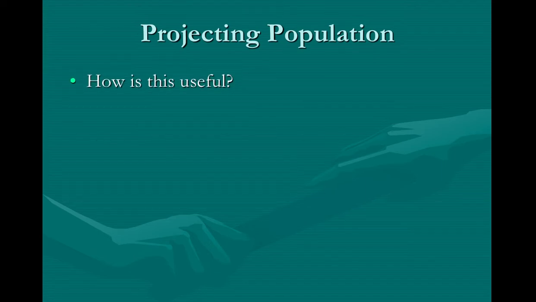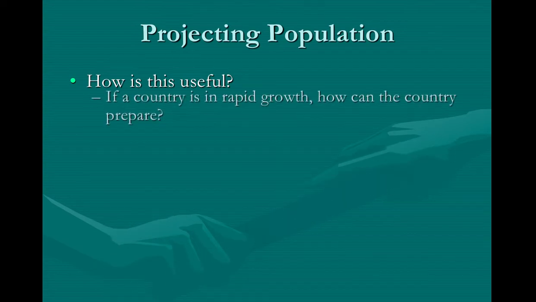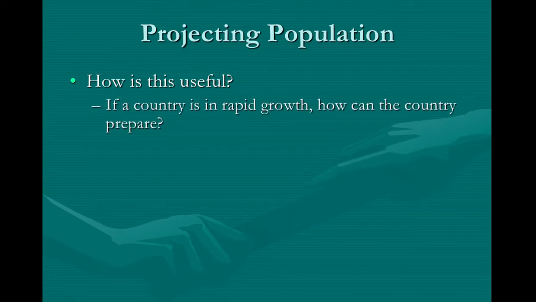So I'd like you to think for a moment, how is this information helpful? How can these population pyramids actually help demographers, politicians, economists, merchants, business people predict what is needed for a country? For instance, if a country is in rapid growth, remember what rapid growth looks like. It is that true pyramid. How can the country prepare?